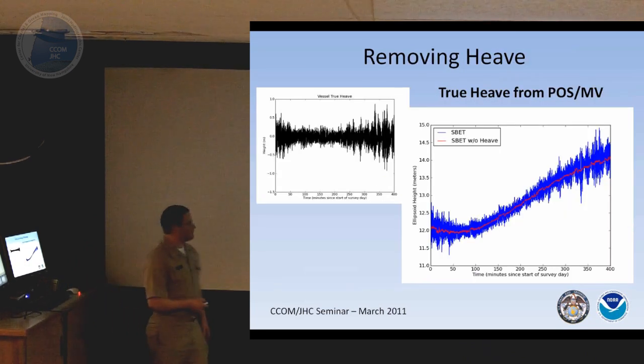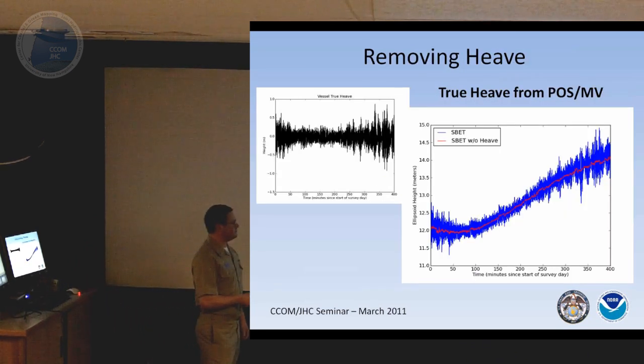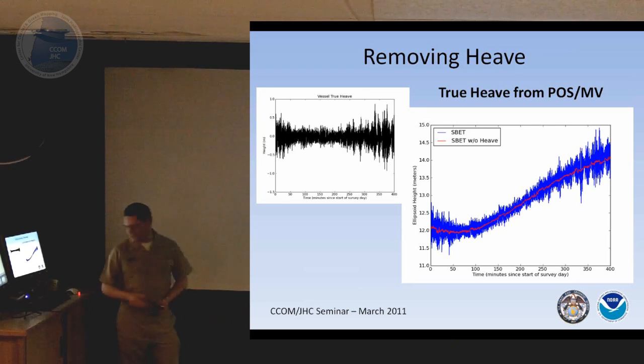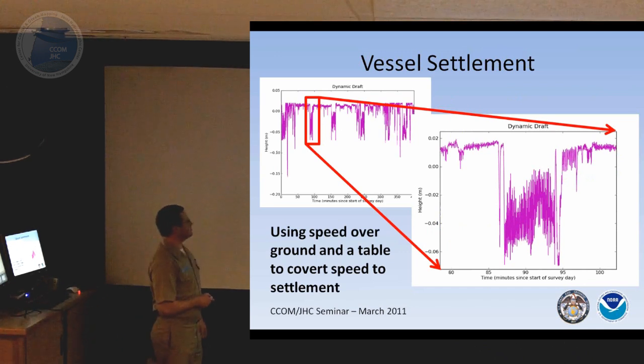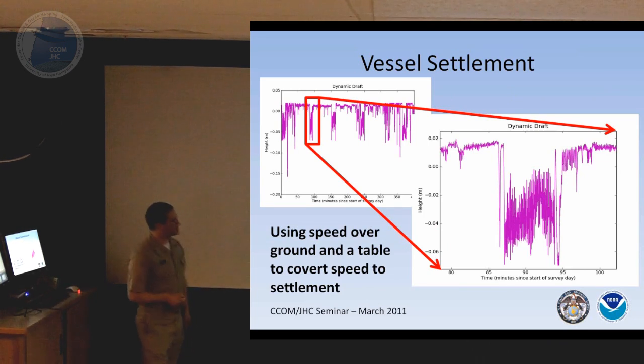And so if we take the heave out, we get a much smoother signal. You still have the tide signal in there, but we also need to account for the dynamic draft and the static draft of the vessel. I'm sorry, the vessel settlement. And so vessel settlement is a function of speed. So basically, if we take the velocity over the course of the day, we can use the table and produce a signal that looks something like this. And so you can see the vessel was changing speed here, probably turning around and going on a different line.